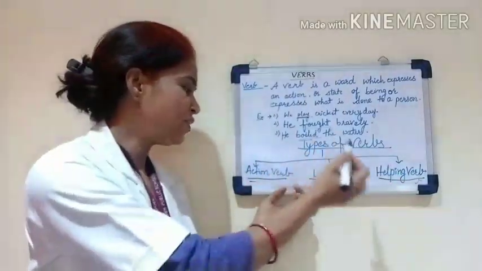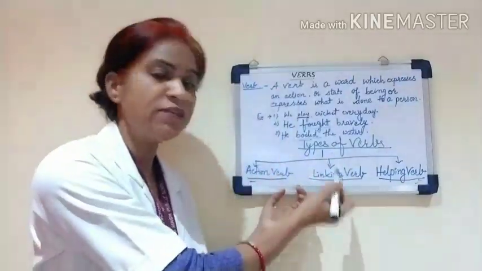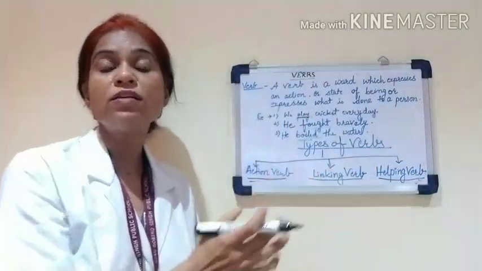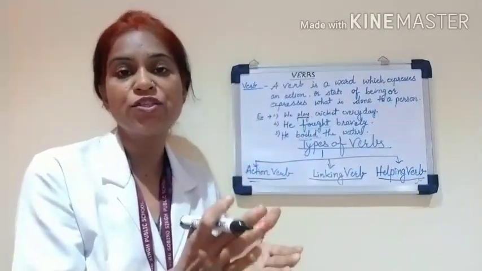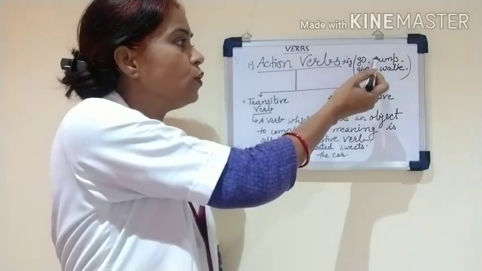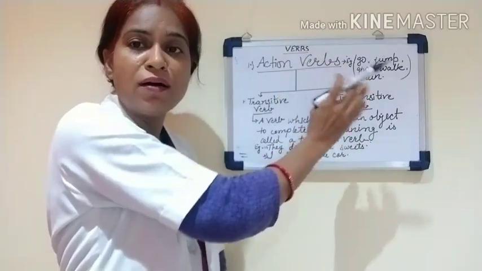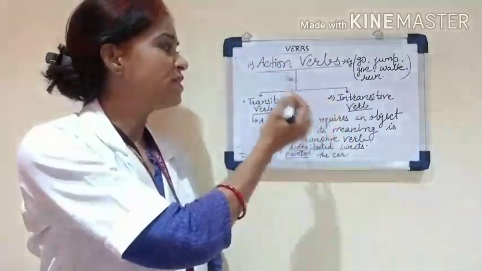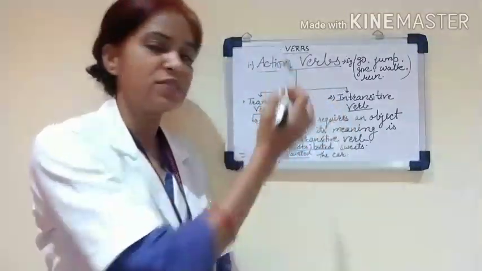Mainly we will study today about 3 types of verbs, that is action verb, linking verb and helping verb. Action verb: all the verbs which show action are called action verbs. Example, I have written here go, jump, give, walk, run. These all are action words. Action verbs can be either transitive or intransitive.